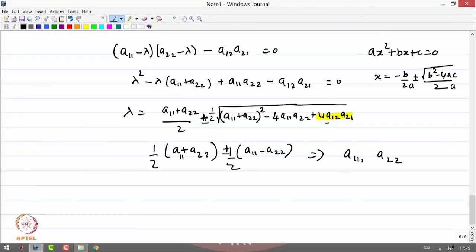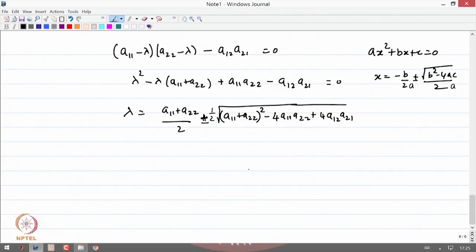If these elements were 0, you are back to the original solution. But if these elements are not 0, which is what we are interested in, then for A12 A21, the actual solution is what I have written down.